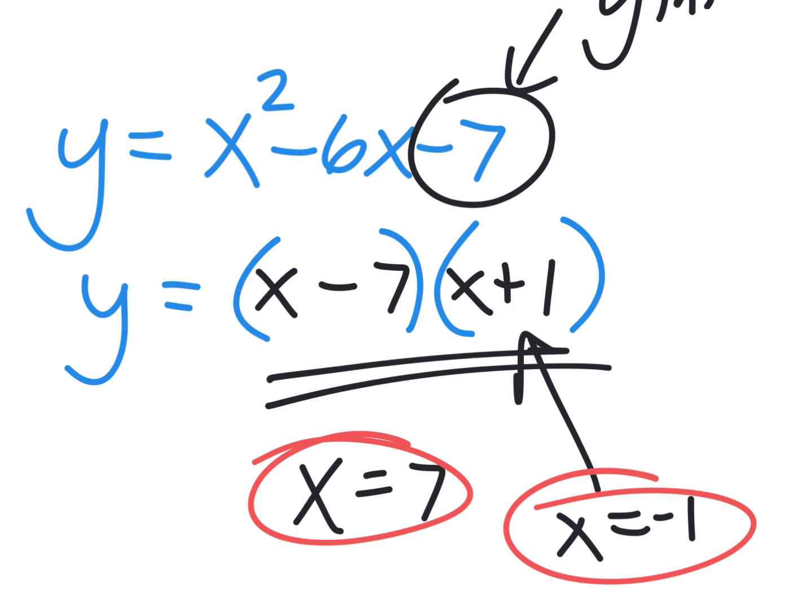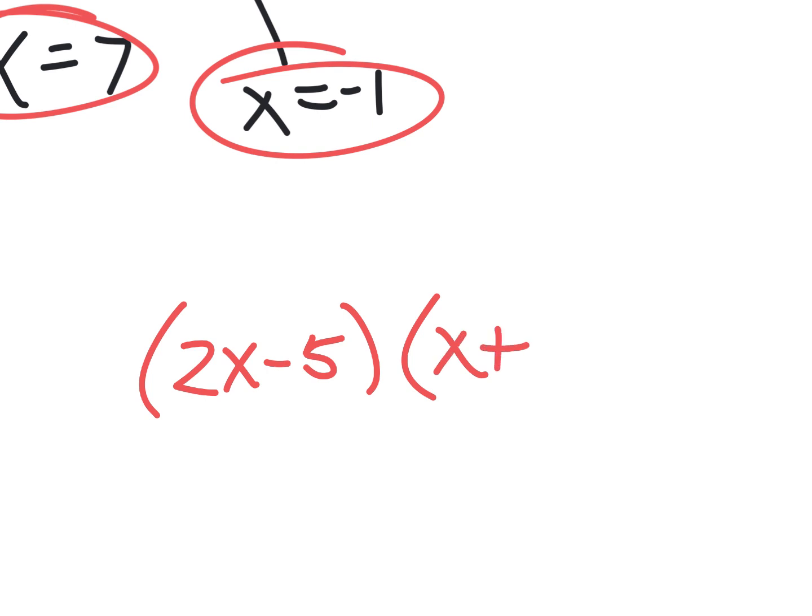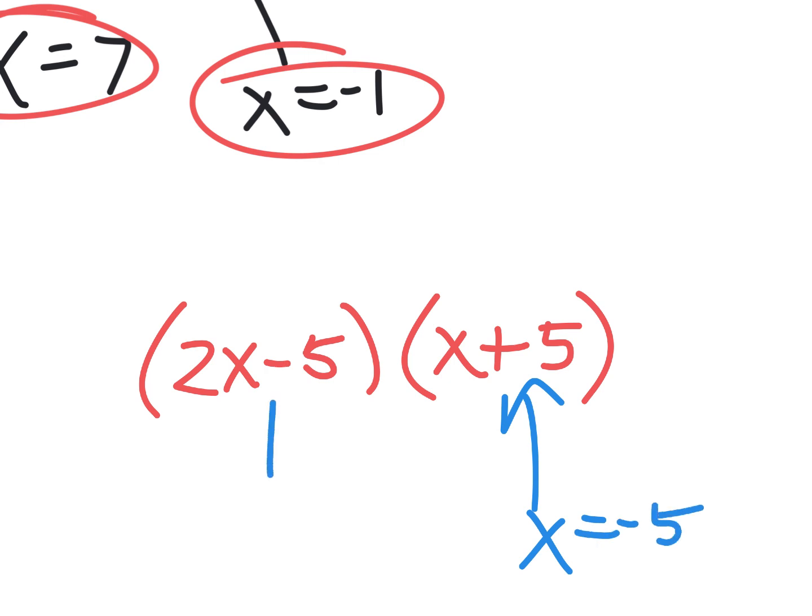All right, and then right before you left, we had one more, like more complicated one, and it was all factored to this. Something like that. Well, this one I can do in my head. X equals negative 5. How do you solve that one?